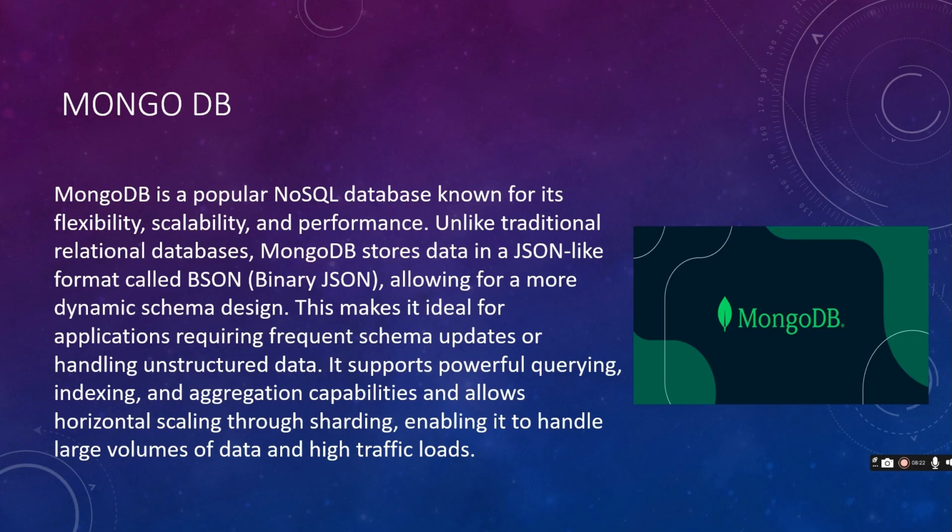Okay. Unlike traditional relational databases, MongoDB stores data in a JSON like format called BSON, that is like binary JSON, allowing for a more dynamic schema design. This makes it ideal for applications requiring frequent schema updates or handling unstructured data. It supports powerful querying, indexing, and aggregation capabilities and allows horizontal scaling through sharding, enabling it to handle large volumes of data and high traffic loads.